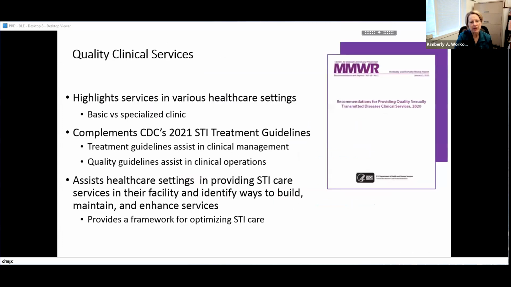that you can download, a more condensed version of the guidelines, to your cell phones. The other thing that you may not be aware of is that CDC published in 2020 quality service guidelines. And these interdigitate with the treatment guidelines. And these just really, truly talk about what you should do in whatever setting you're in.